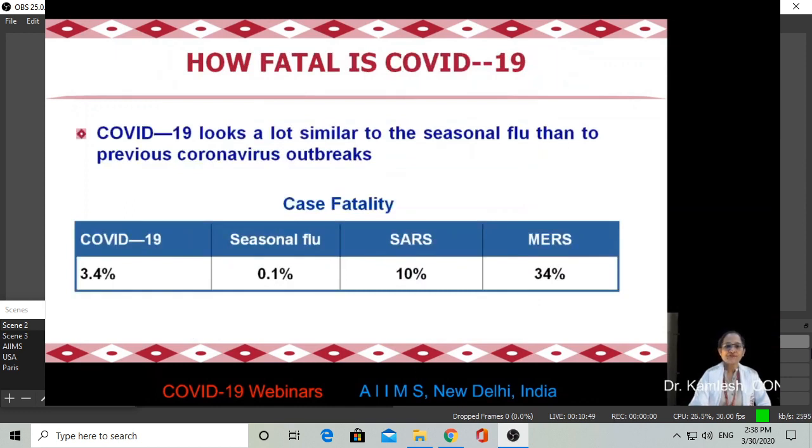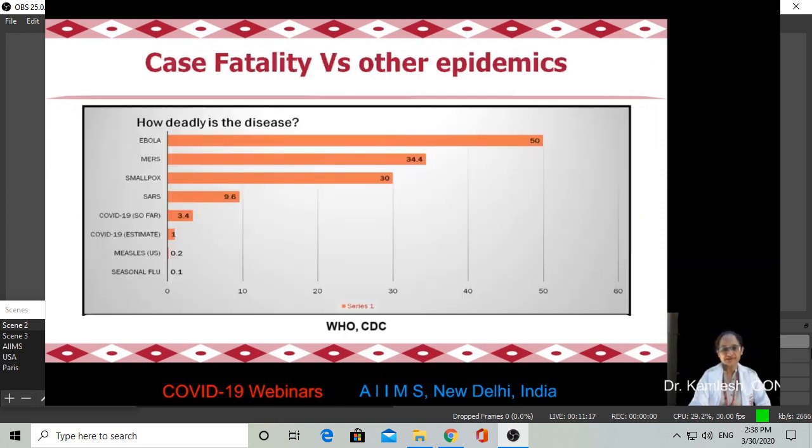Now, COVID-19, how fatal is this condition? It looks a lot more similar to the seasonal flu than to previous coronavirus outbreaks. If we look at this table, for COVID-19 the fatality is about 3.4%, whereas in case of seasonal flu it is 0.1%, in SARS 10%, and in case of Middle East respiratory syndrome up to 34%. What is the case fatality as compared to other epidemics? If we compare with seasonal flu and measles, coronavirus fatality is much higher, that is 3.4%. But as compared to SARS, smallpox, MERS or Ebola, it seems to be much less deadly.